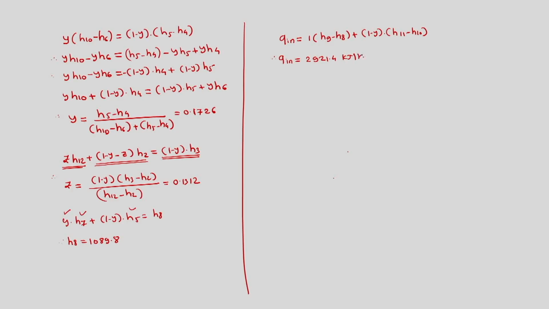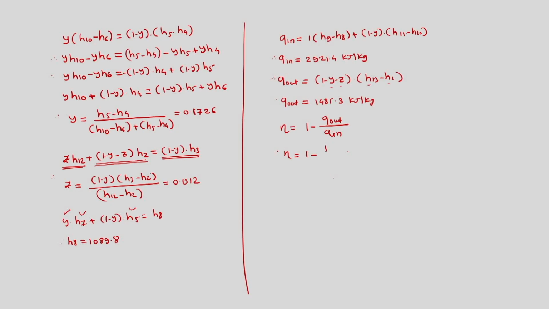If we put in all the enthalpies and y, we will get Q in as 2921.4 kilojoule per kg. Similarly, we can find out Q out, which is 1 minus y minus z into H13 minus H1. We know y, z, H13 and H1, so we can find out Q out, and it turns out to be 1485.3 kilojoule per kg.